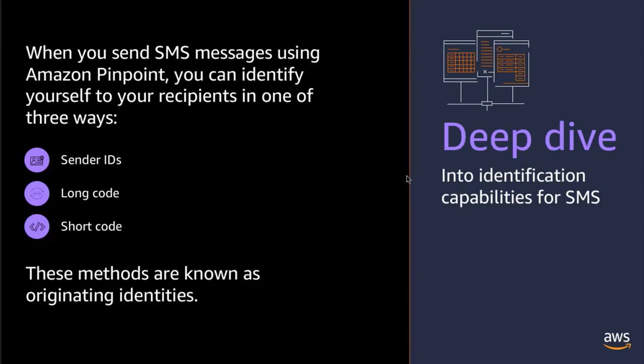Great, so now we're going to dive even a little bit deeper into some of the functionality of SMS, and we're going to talk about how you identify yourself to your customers, to your recipients. And there's really three primary ways: sender IDs, long codes, and short codes. And each have their advantage and disadvantage.